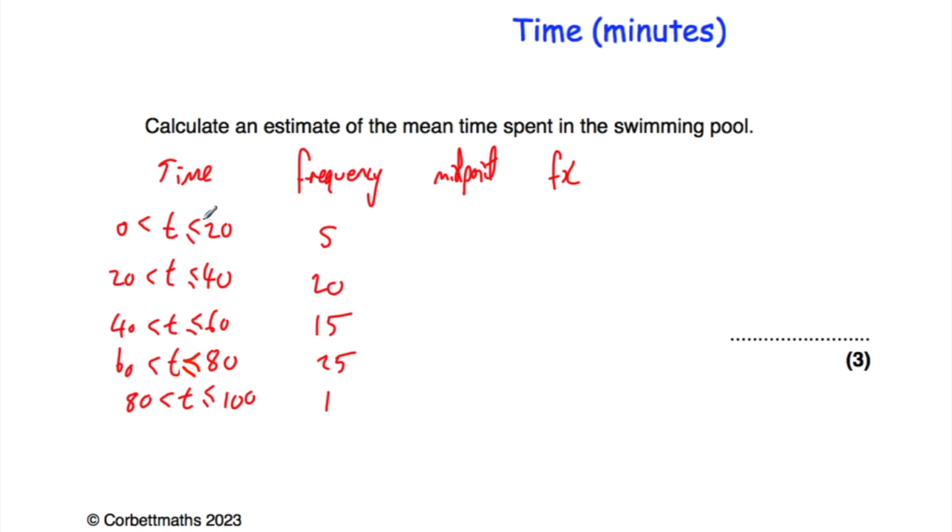So between 0 and 20 minutes, well, let's pretend they each spent 10 minutes in the pool. Between 20 and 40, let's pretend they spent 30 minutes in the pool. Between 40 and 60, let's pretend they spent 50 minutes each in the pool. We don't actually know, remember. Between 60 and 80, 70 minutes, and between 80 and 100 minutes, that's 90 minutes.